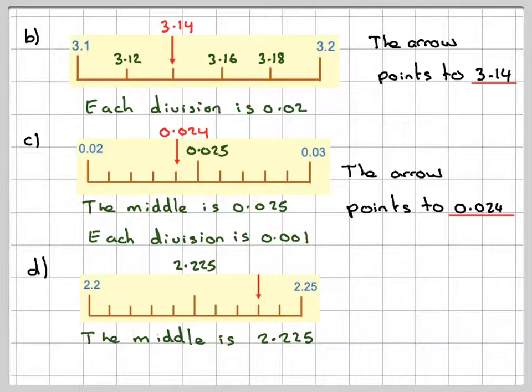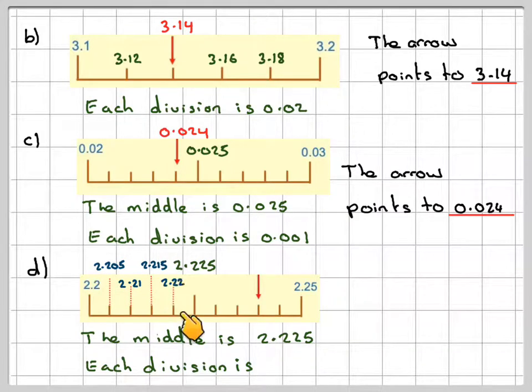So if we start down here, so we're looking at the divisions now. This will have to be 2.205. This one would have to be 2.210. I've not written the 0 in. This one will be 2.215. And this one will be 2.220. This was 2.225. Carrying on, this will be 2.23.